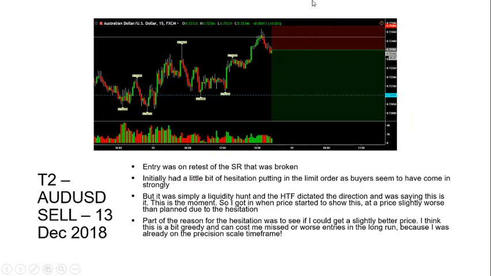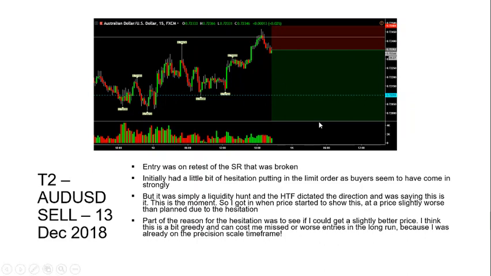So I got in at a slightly worse price, but that's okay. Part of the reason for the hesitation was to see, okay, price was coming up very strongly, maybe I can get a better price. So there's a little bit of greed over there, right? And that's not good. I realized in the precision scale of getting entries, right?